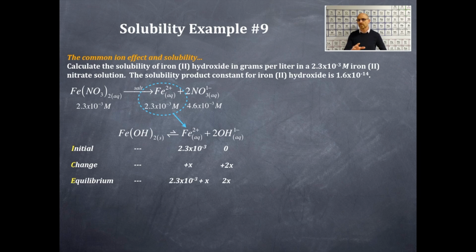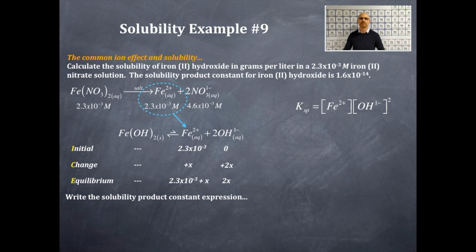All right, so we're almost there. We're getting very, very close. Now what we're going to do is write the solubility product constant expression, and that is the KSP is equal to the ferrous ion in brackets, times the hydroxide ion in brackets, with an exponent of 2 on the hydroxide ion. Hopefully you remember where all those values are coming from.